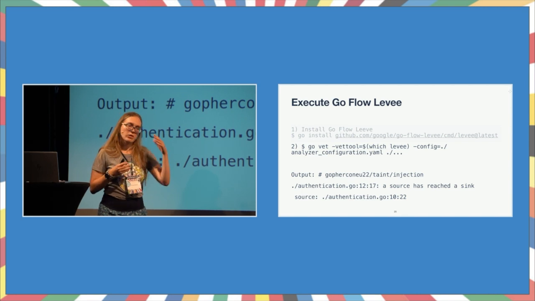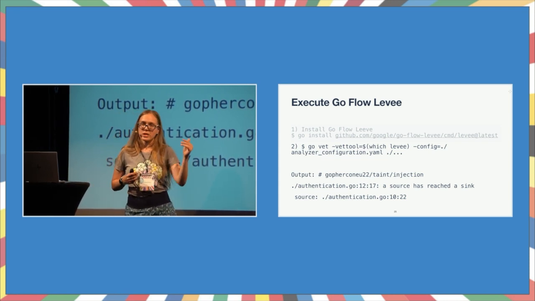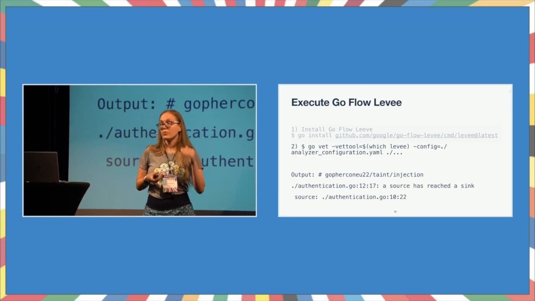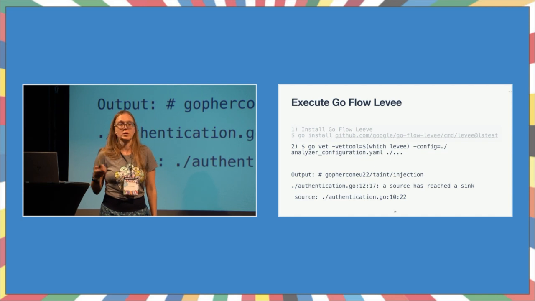By telling you the concrete line and the file spacing where it thinks that a source has reached a sink, and also reporting exactly the line of code for your source. I think that's pretty convenient and kind of readable.